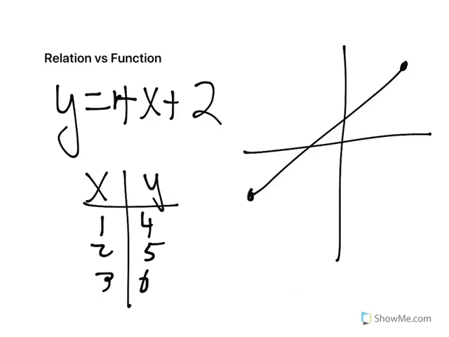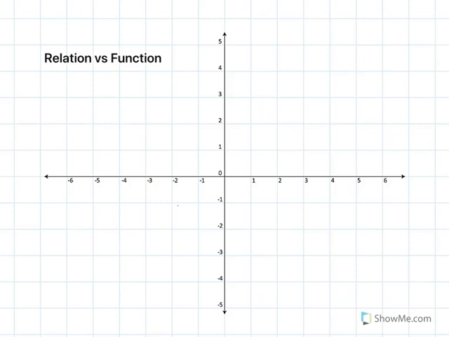So a relation is basically any type of mathematical expression shown in various forms. Like I said, an equation, a table, a graph, and there are probably a couple other forms you could use. Those are all mathematical relations. What makes it a function is something that I will show you. We'll look at the graph first because that's probably the easiest.